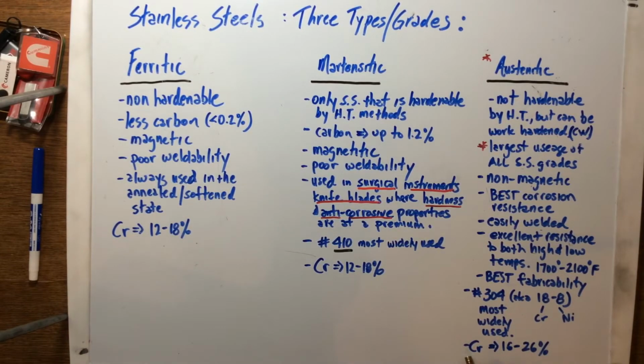Okay, but look at this. The chromium content is way up there, obviously, since it has the best corrosion resistance, way up there between 16 and 26% chromium. Okay, that is very significant in and of itself right there. So these are all the stainless steels.